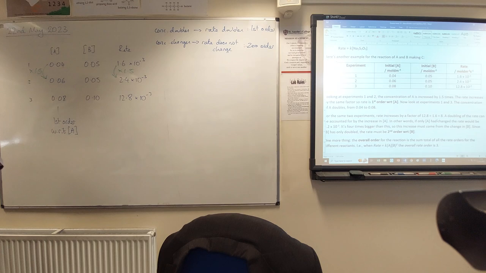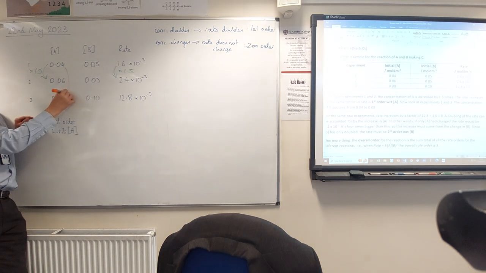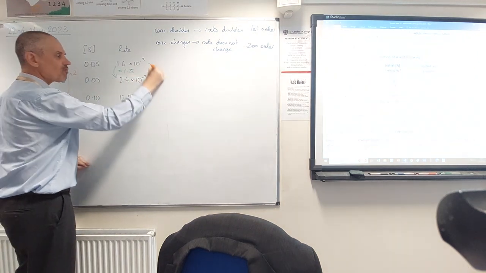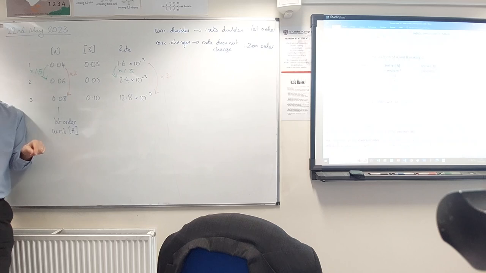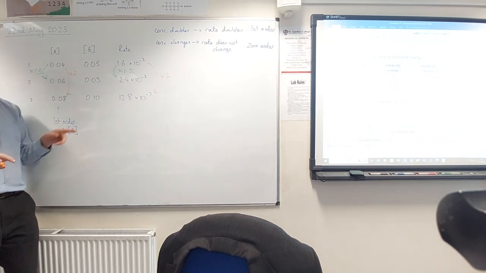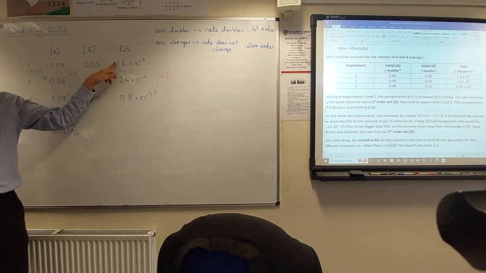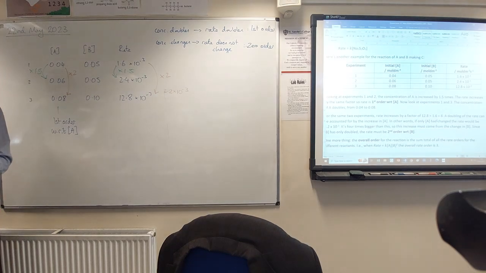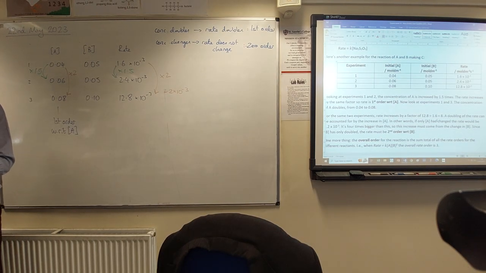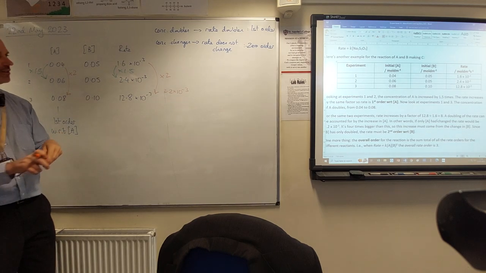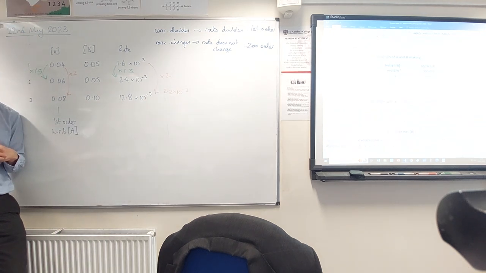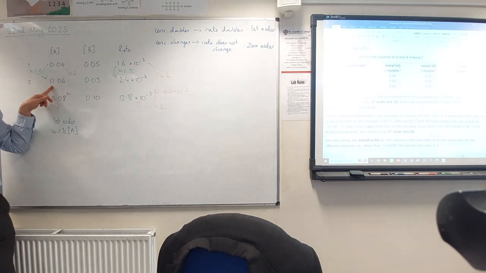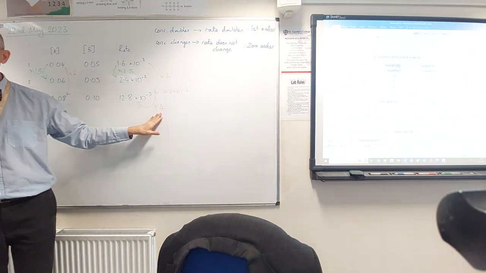Okay, let's have a look at B then. So if I look at experiment one and experiment three, A is doubling. So I would expect the rate to double just because of A. So let's do that in our heads maybe. So 1.6 times 10 to the minus 3, if A was the only thing that was changing, I would expect it to be 3.2 times 10 to the minus 3. So the difference between 3.2 and 12.8 is, you just said, times 4. So it's gone up by a factor of 2, but we know that that's because of A changing. But it's also gone up by a factor of 4.